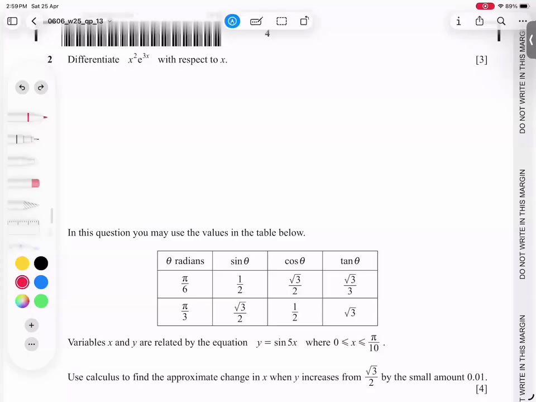So question number 2, students, we have now. First of all, he's asking to differentiate this with respect to x. Okay, so it is a product of two functions. So u copy v dash and v copy u dash, one by one.